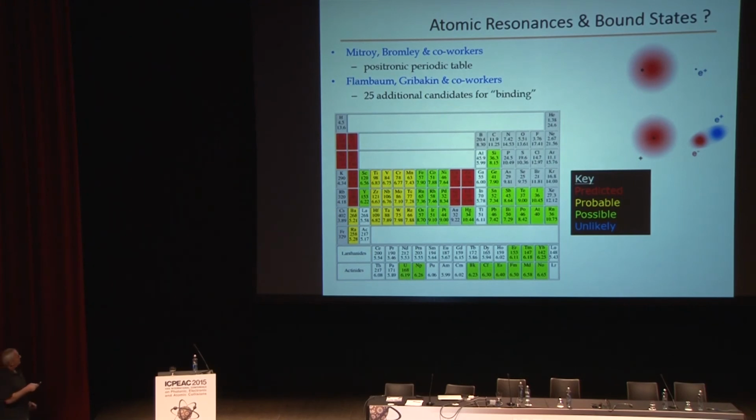And the models that Mitroy and Bromley had for the binding of these atomic systems could largely be broken up into two models. One where the positron polarizes the charge cloud of the atom and is attached in some long-range polarization potential. And another where there's a virtual positronium formed, and that is aligned and attached to the residual ion core. So there's a wealth of calculations now for all of these states, but so far, not a lot of experimental evidence.